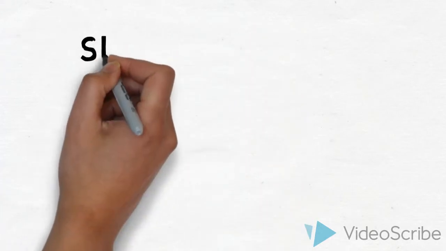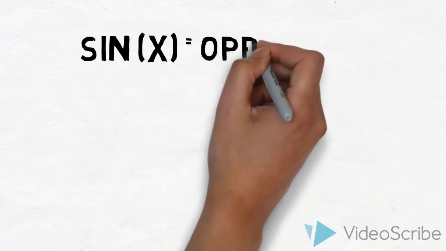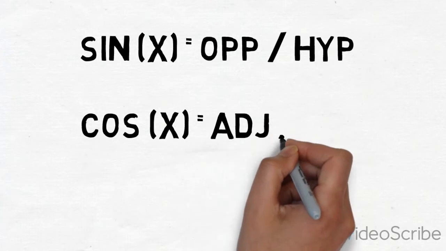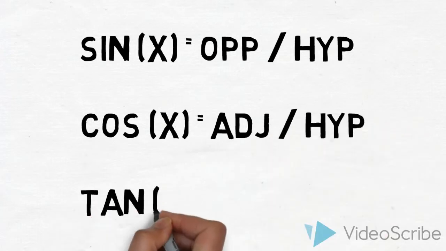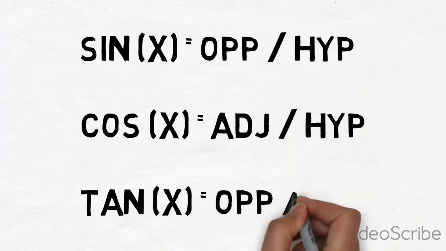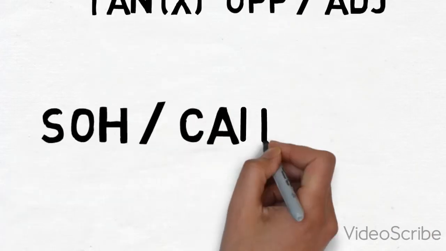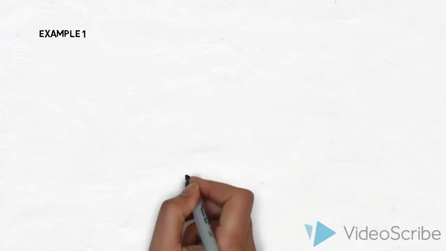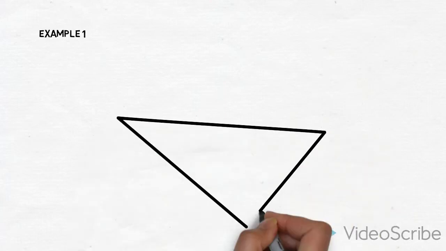This gives us three ratios. Sine is opposite divided by hypotenuse, cos is adjacent divided by hypotenuse, and tan is opposite divided by adjacent. The usual mnemonic for this is SOHCAHTOA.